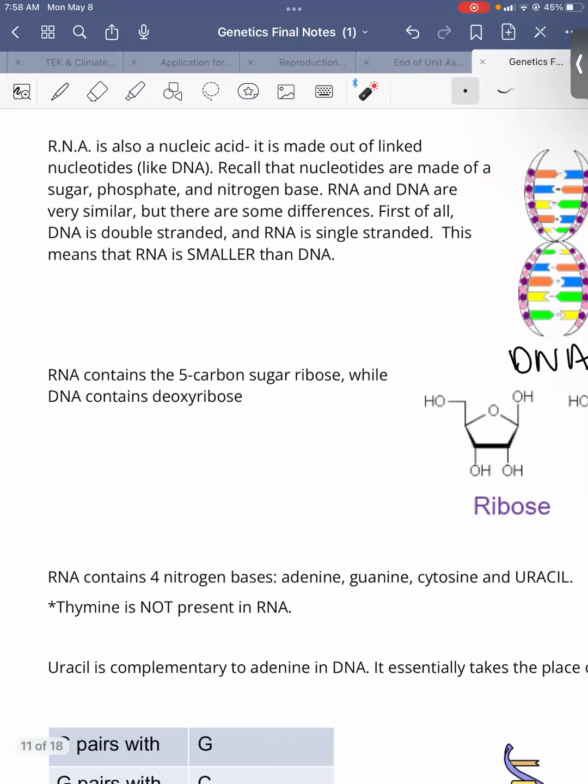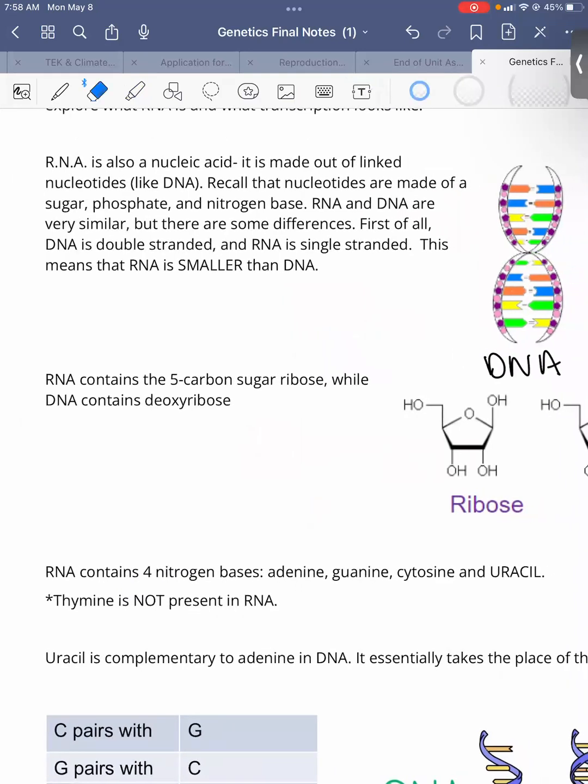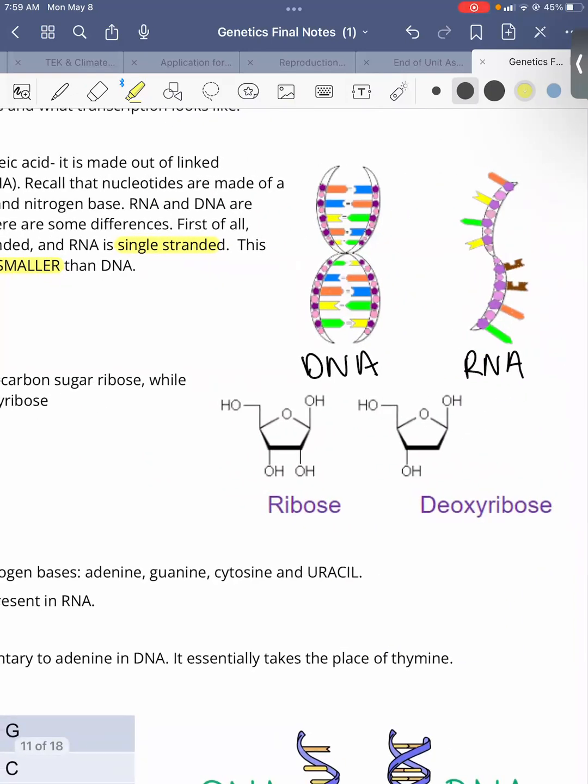So let's talk about some differences. Like we just said, RNA is a lot smaller. That is really important. It's single stranded. RNA is similar because it's still made of nucleotides.